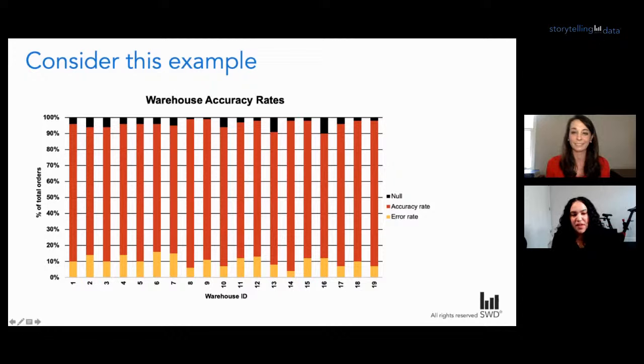Yeah, absolutely. Some other thoughts are coming in about maybe using a heat map, so a table if we want to show more precise values. There's a recommendation to group things by region because we don't know where these warehouses are located. But I'm with you. I want to see how you would approach this graph.